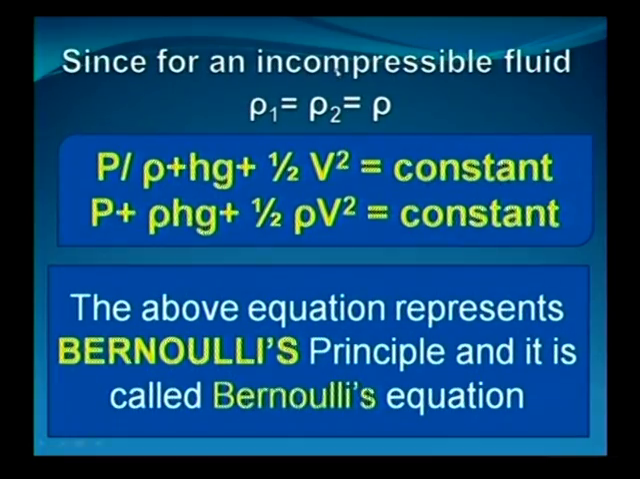For an incompressible fluid, we know that the density of the fluid at every point is the same. Therefore rho 1 equals rho 2 and it equals rho. Then we get the equation P by rho plus hg plus half V square equals constant. If we take the LCM with rho, then we get P plus rho hg plus half rho V square equals constant. It is nothing but the equation of Bernoulli's principle. Hence, we have proved Bernoulli's principle.